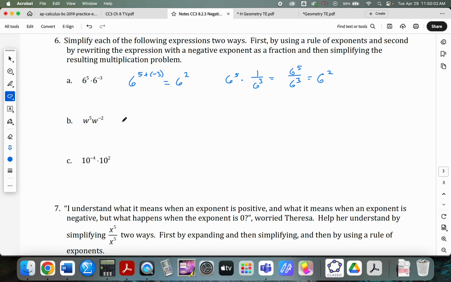So what would we do with these two? Well, if we're multiplying two expressions with exponents together, we keep the base and do what with the exponents? Add them. That would be w cubed. If we rewrote it as a fraction, we would have w to the 5th times 1 over w squared. That's w to the 5th over w squared, which is w cubed.